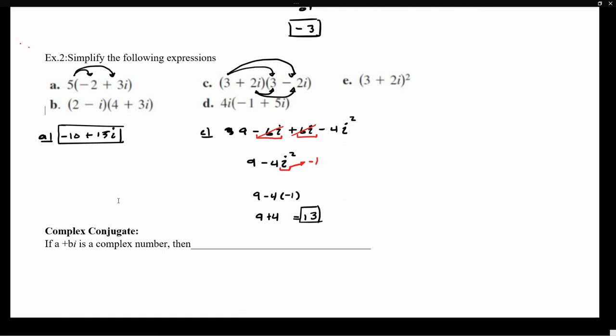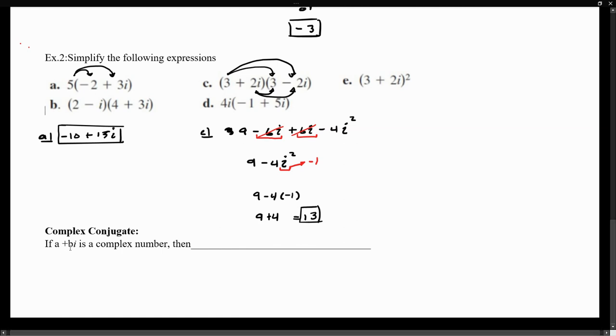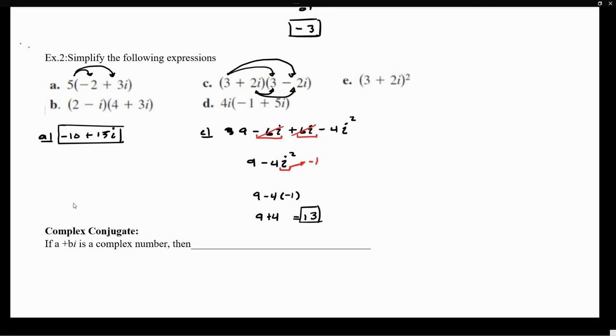So what do I mean by that? Well, if a plus bi is a complex number, which notice that it is, then the complex conjugate is defined as a minus bi. So to properly define the complex conjugate, all we do is we switch the sign of the imaginary part.